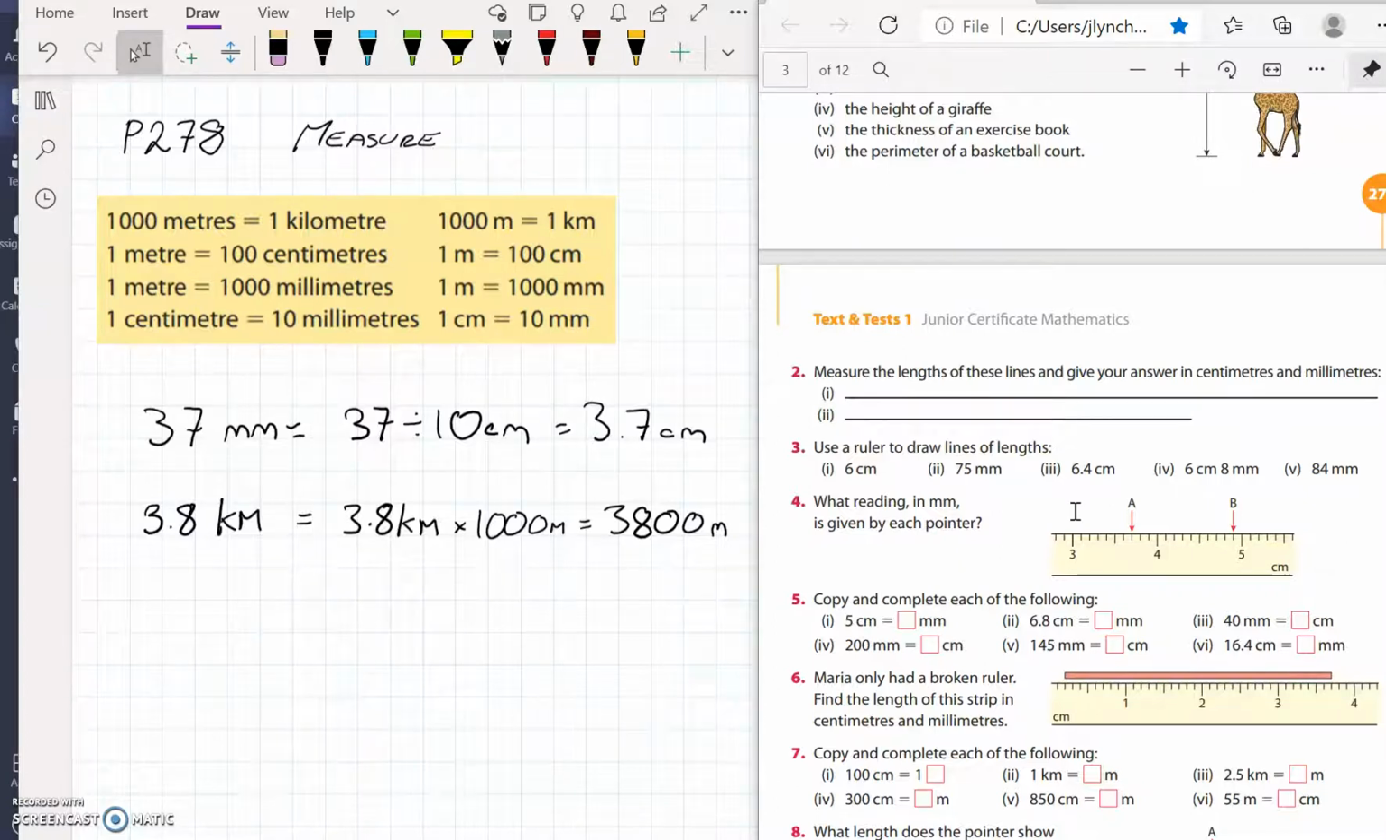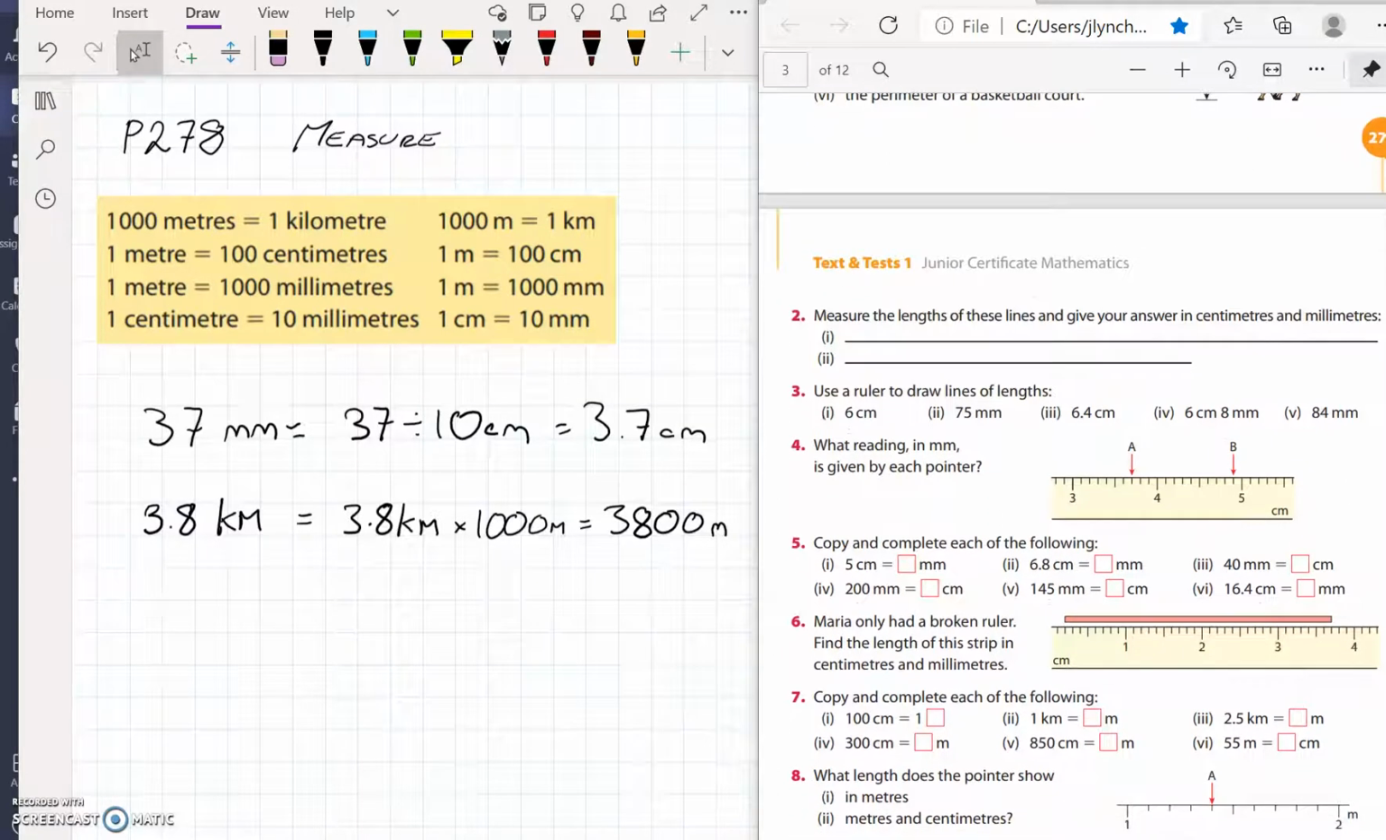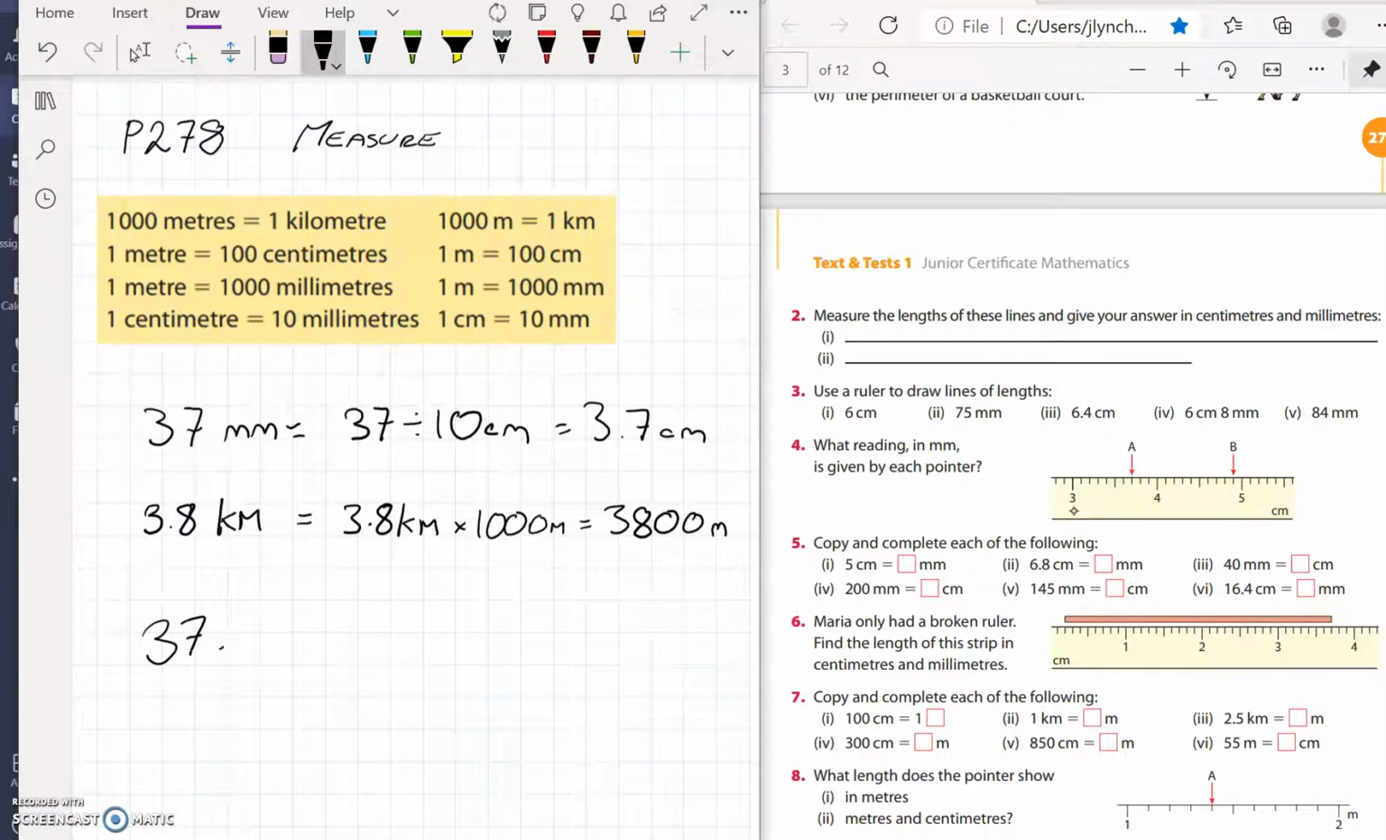Question 4 here then. What reading in millimeters is given by each pointer, right? So the way in which you do this is, you see between 3 and 4, there's actually a longer line. That denotes that that's halfway, alright? So that's 3.5 centimeters, right? Now, you count up 1, 3.6, so it's 3.7 centimeters, alright? You know that that's 37 millimeters. Why? Because there's 10 millimeters in a centimeter, so it's 37 millimeters.